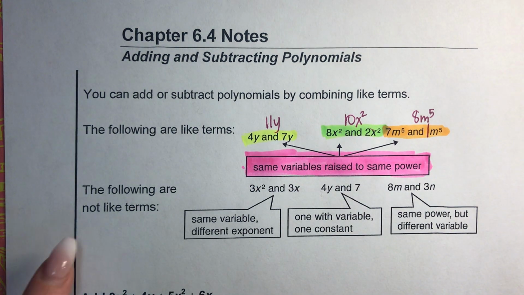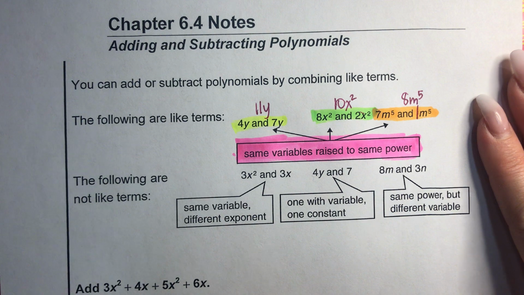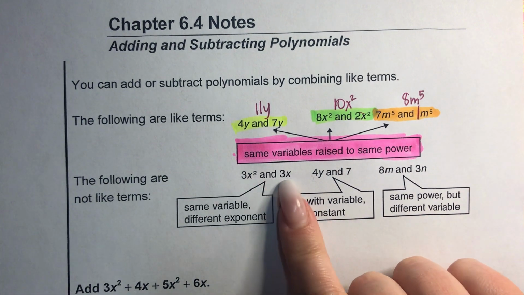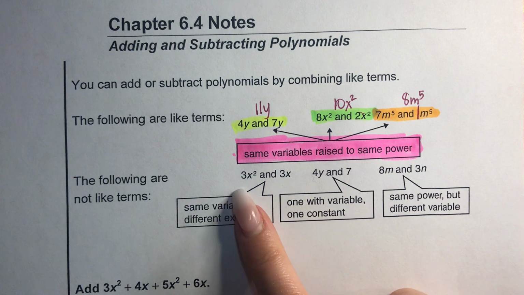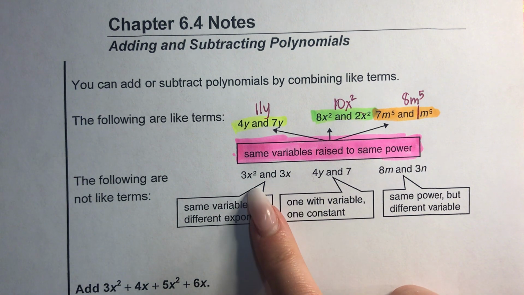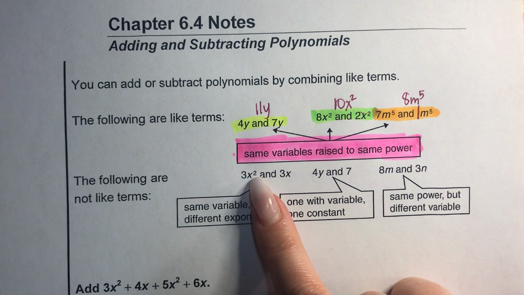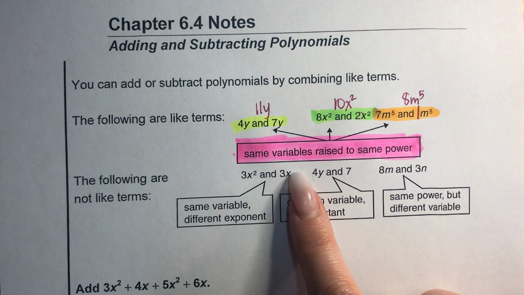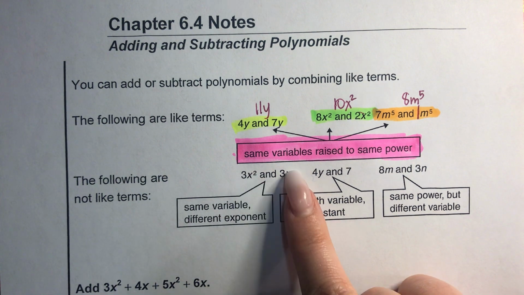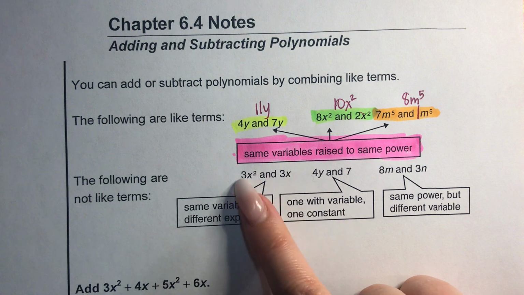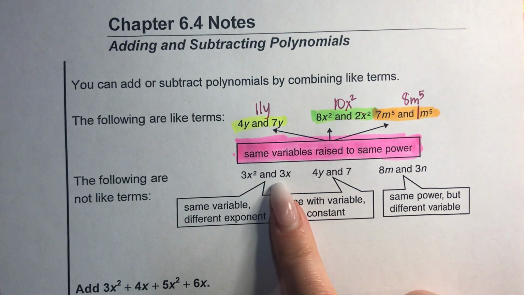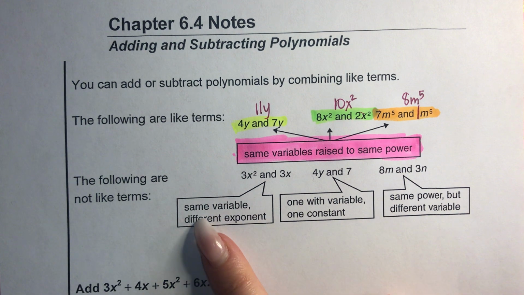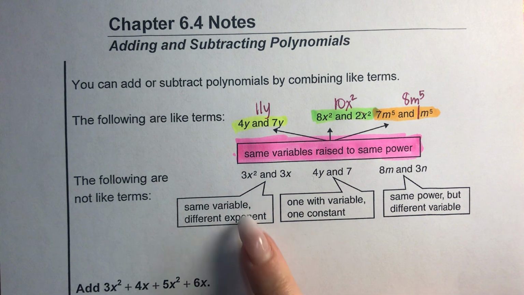All right, so let's look at some things that are not like terms. So 3x squared and 3x. Why are these not like terms? They both have an x, but if you see, this is raised to the 2nd power, and there is not a number there, so you know it's raised to the 1st power. So they have different exponents, so that's why they're not like terms, and you cannot combine them. So it's the same variable with a different exponent.